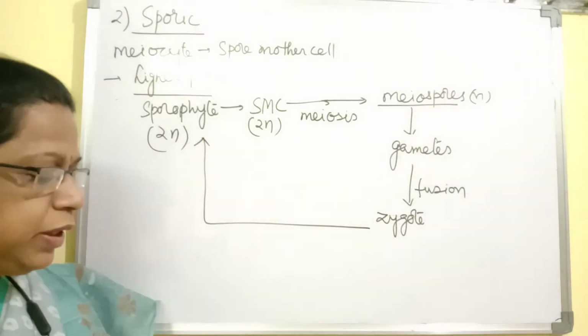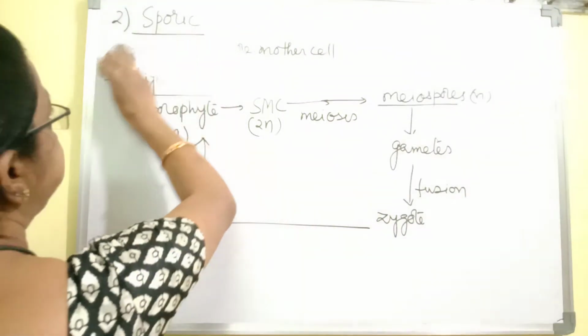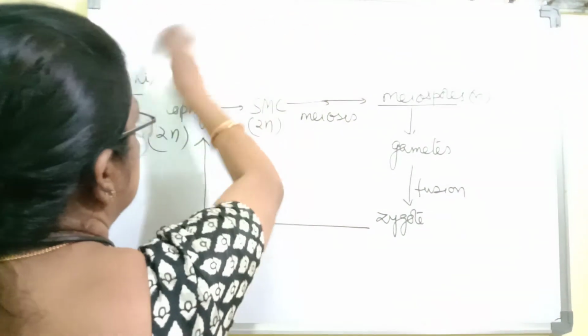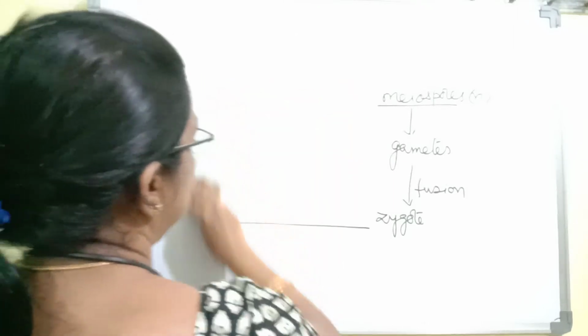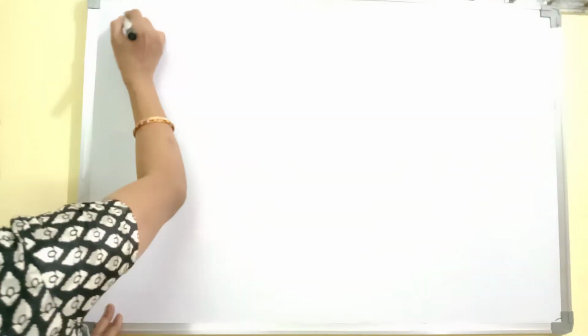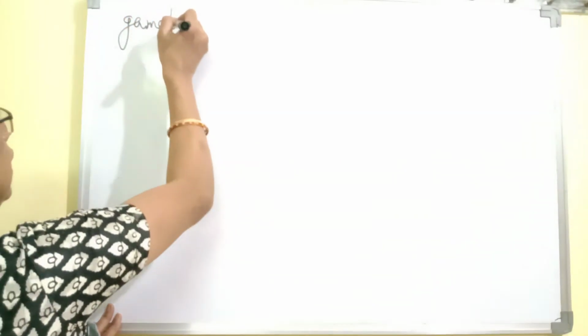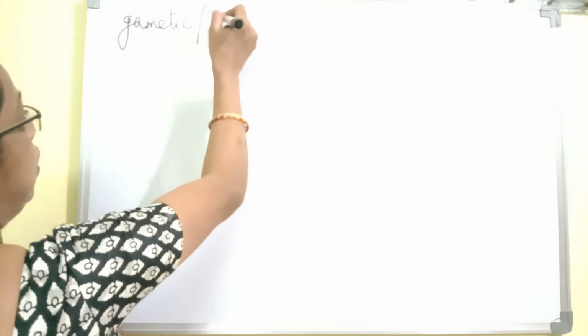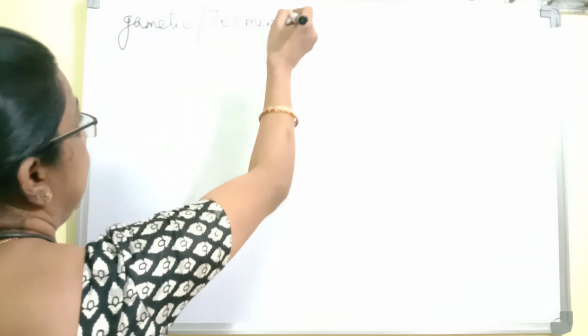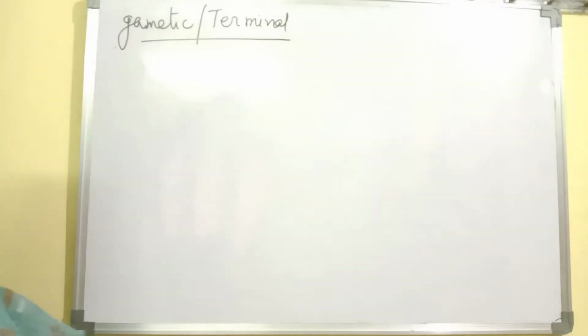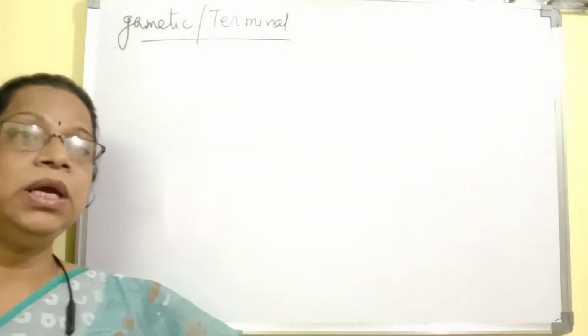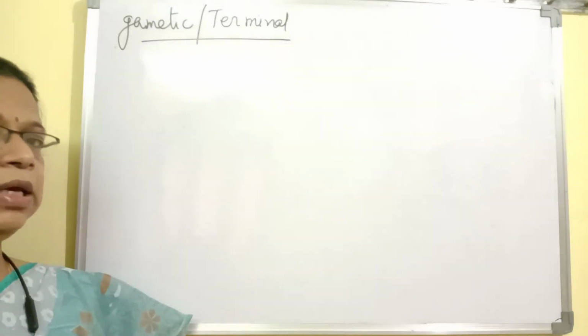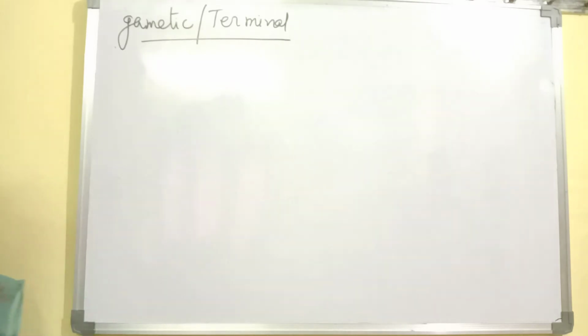Now let us see the third type of meiosis, which is called gametic meiosis, or it is also called terminal meiosis, gametic or terminal. Likewise, of the other two, zygotic is called initial meiosis and sporic meiosis is called intermediate meiosis.